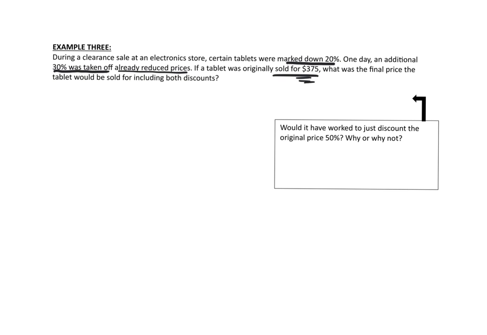Okay, so if I'm thinking about this, first I get to take my 20% off. Then after that, I get my new price. Then I get to take an extra 30% off that new price. So I've got to kind of do a double step problem. So let's start by doing the 20% off. I get 20% off. I'm going to put that over 100. My original price was $375. Let's figure out what I'm going to take off of that original price. You can also do 0.20 times $375 if you like that way better.